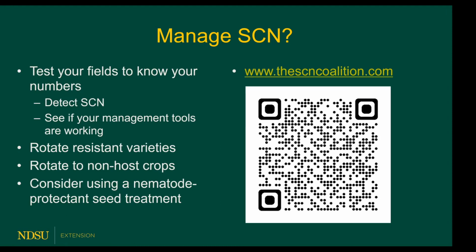But if you know you've got SCN, you still want to be able to sample for it. And the reason you do this is you want to see if your management tools are working. So you put in a resistant soybean, and if your egg levels skyrocket, well, you have a problem with that bean. So it's probably time to switch. So the other 3 things are to rotate the resistant varieties, rotate to non-host crops. So remember, anything except dry beans is a non-host. We got a lot of options. Probably the worst thing to do is soybean on soybean if you have high levels of SCN.